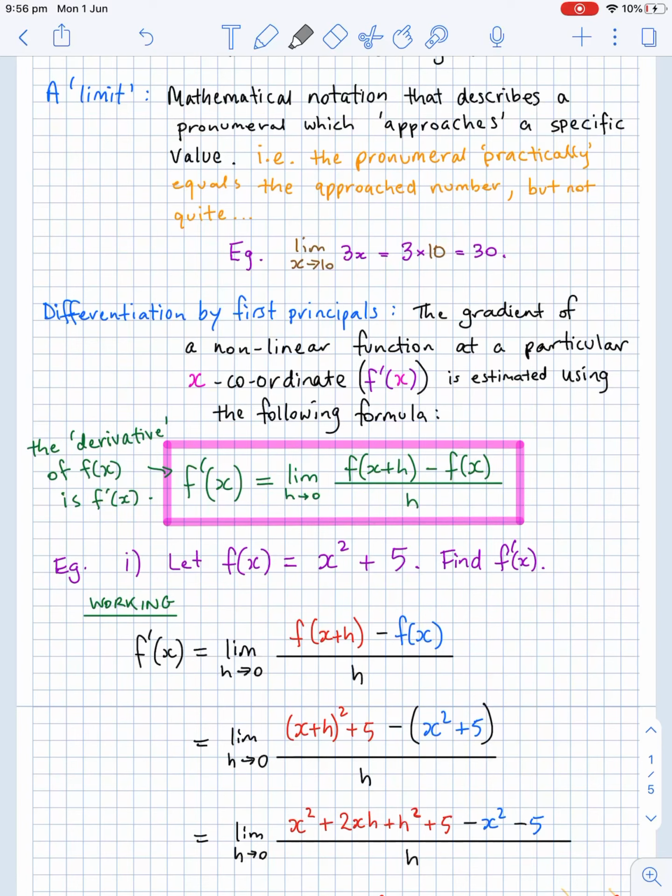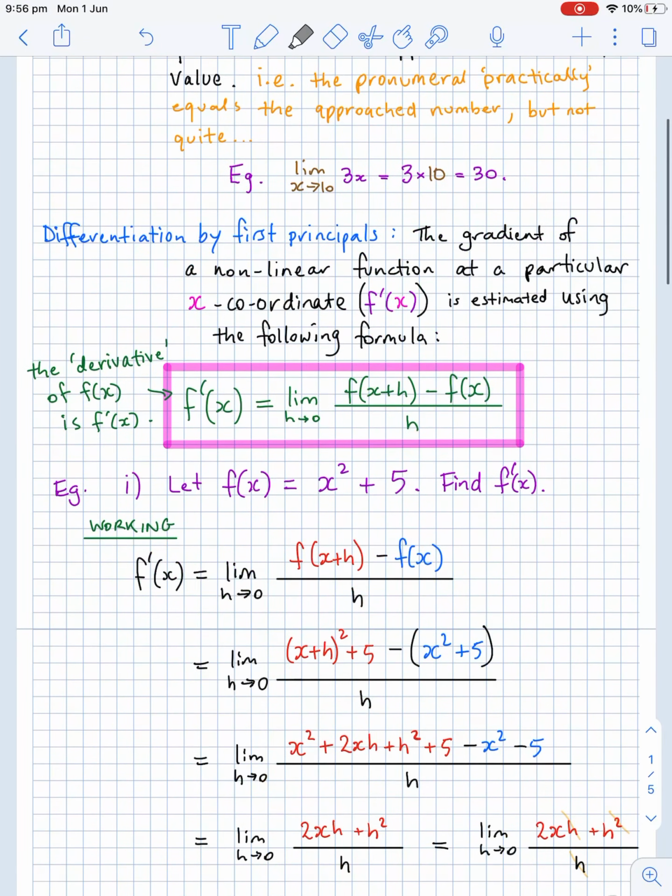So we've got the limit as h approaches 0, and we've got x plus h being substituted into the function, minus f of x, the original function, and the difference between those is being divided by h. Now remember that you typically can't divide by 0, but because h only approaches 0, it's not quite 0, you are allowed to divide by it. So remember that this is what we call the derivative of f of x, or f dash of x.